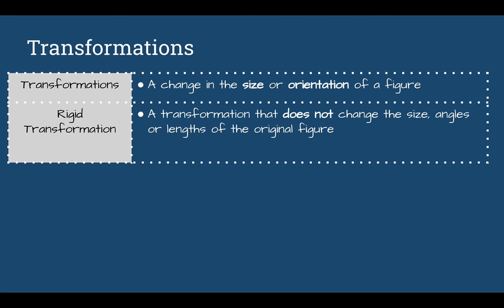They don't change the angles, they don't change the lengths. All it's really going to do is change the orientation. So how is it positioned? The shape from the beginning to the end is going to look the same, just positioned slightly different. The three types of rigid transformations that we're going to be looking at are translations, reflections, and rotations.